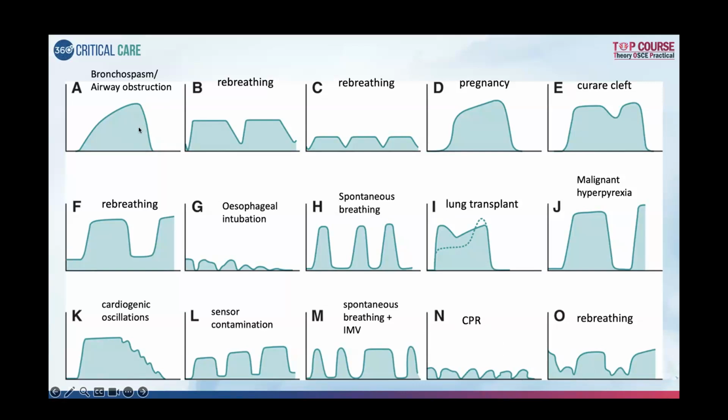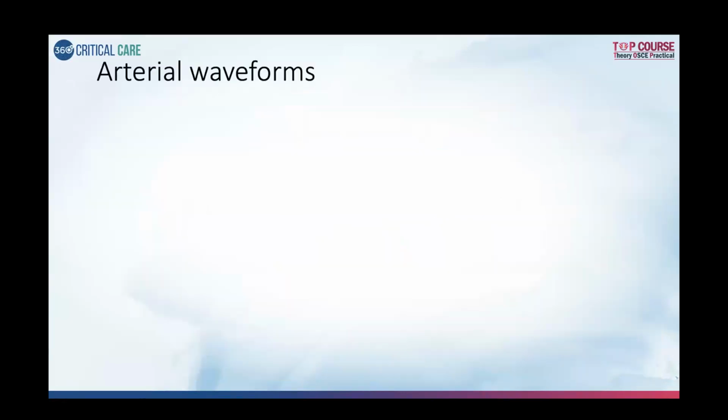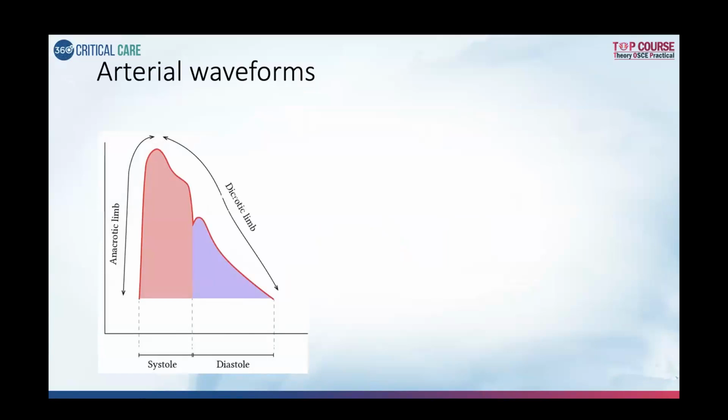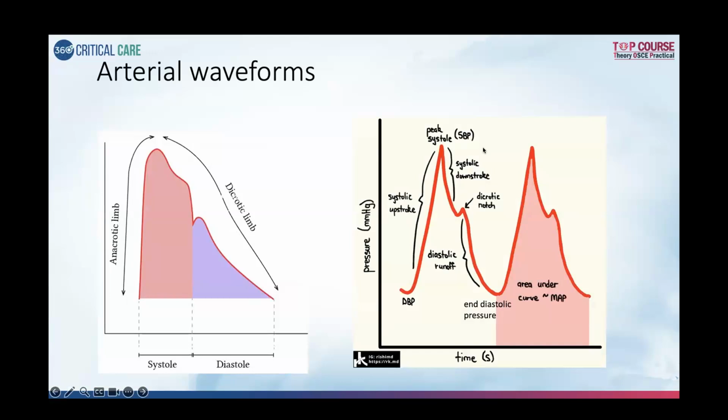So these are the 4 or 5 common things that are asked in the exam. Arterial waveform. Usually the invasive arterial waveform has two parts, an anacrotic limb and a dicrotic limb, and you'll have a systolic peak with a dicrotic notch. The area under this whole waveform, or one waveform, represents your mean arterial pressure.